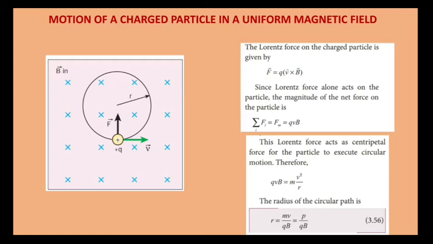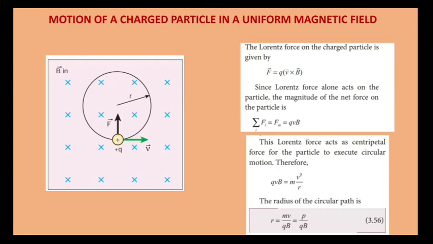So every particle, we have to calculate the force of each single particle like this. So for every particle, summation of Fi is equal to Fm is equal to QVB, we calculate. So this Lorentz force acts as a centripetal force for the particle causing it to execute circular motion.